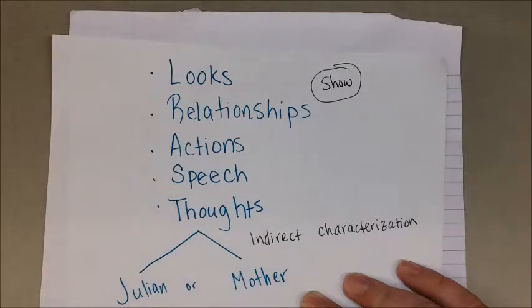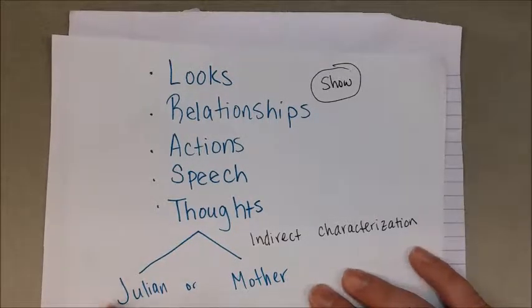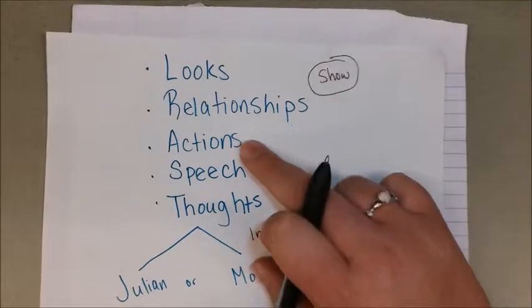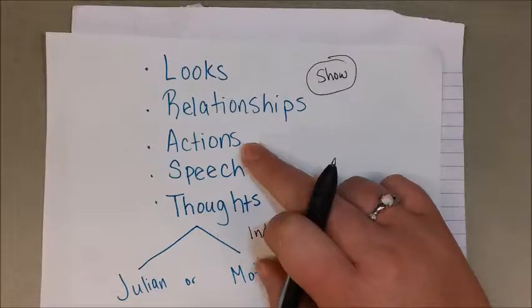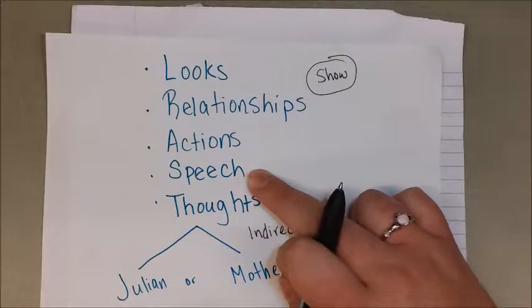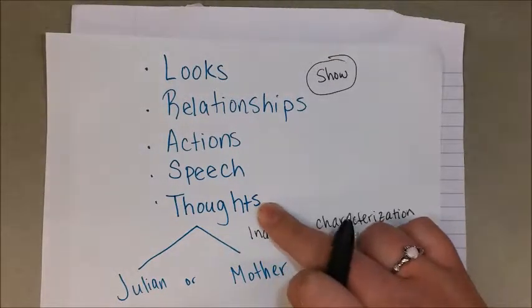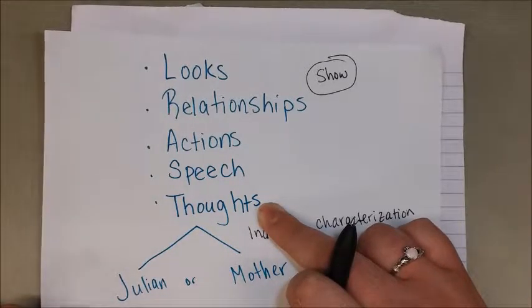What does Julian think about his mother? What does the mother think about Julian? What do other people think about Julian? What does Julian do that tells us about any of his personality traits? What does he say that tells me about his traits? And what does he think? There are a lot of passages in Everything That Rises Must Converge that tell us what Julian thinks, right?